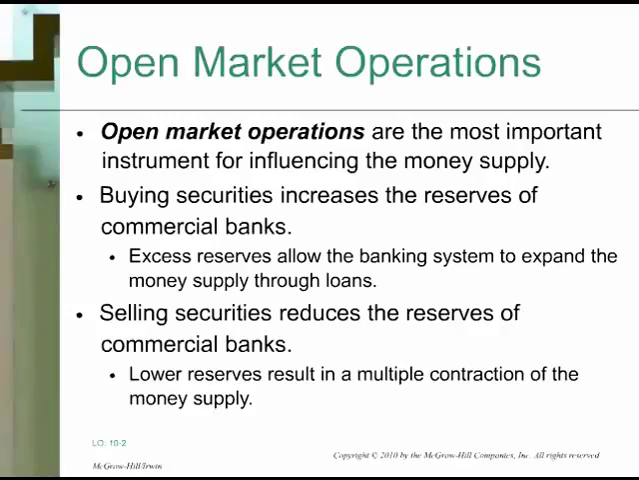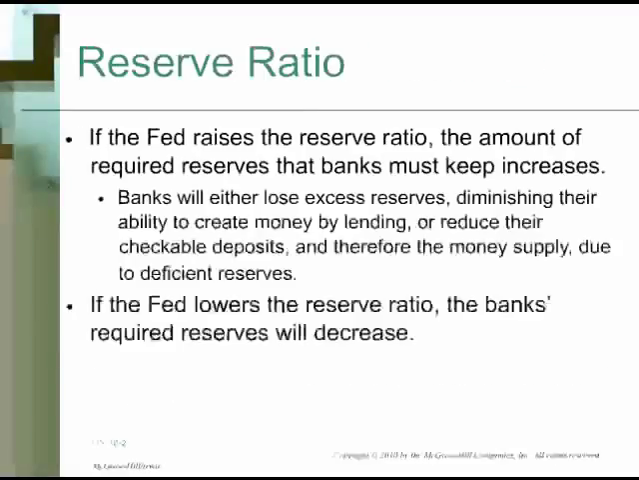Buying securities increases the reserves of commercial banks. Excess reserves allow the banking system to expand the money supply through loans. Selling securities reduces the reserves of commercial banks. Lower reserves result in a multiple contraction of the money supply.